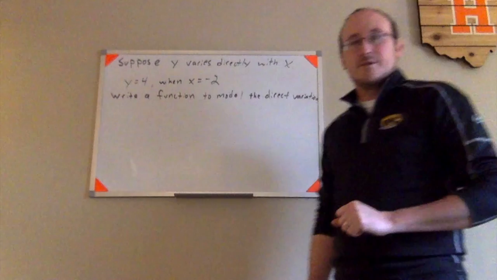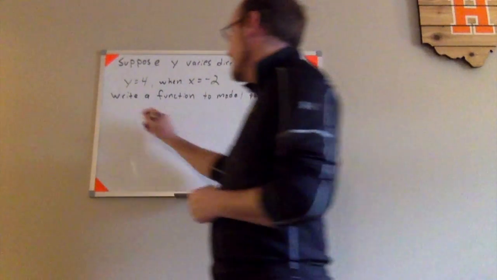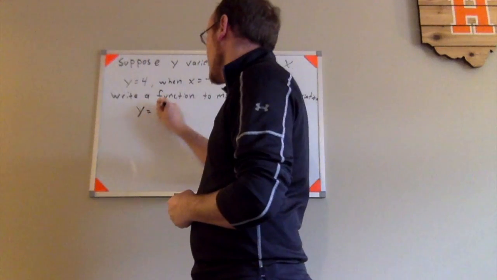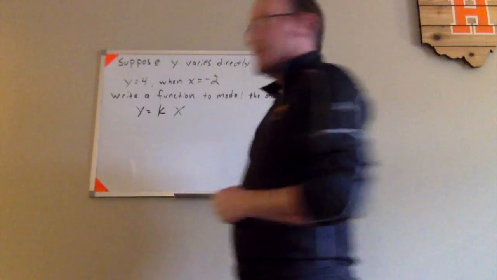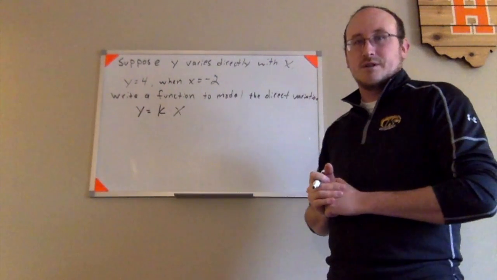So here's what we have to know to do this. We have to know that a direct variation function would take the form y equals k times x. We have that in the notes from before. So there's our form for our direct variation equation.